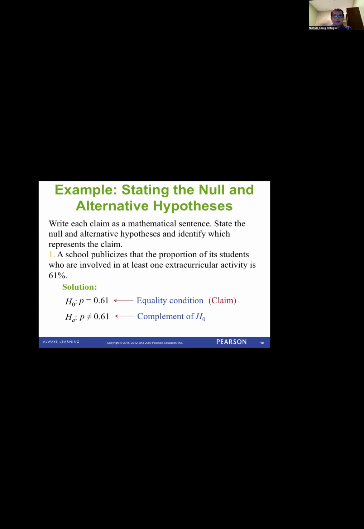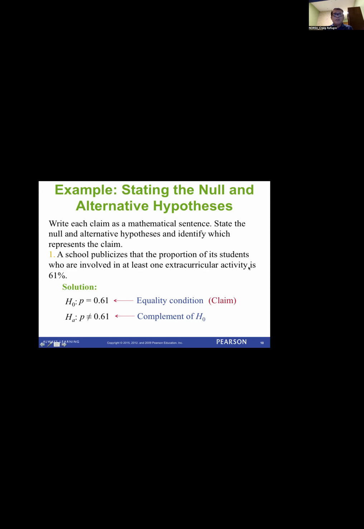That means 61 over 100 or just 61%. And when the given is a proportion, we're not going to use the Greek letter mu, but we are going to use a small letter p. And that small letter p represents the proportion found in the population. So we have H0 and then HA.